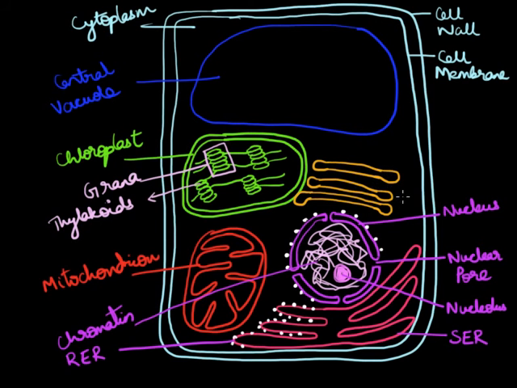Along with the Golgi body, some vesicles are also seen associated with it. So we'll just draw some circles, some small ones and some big ones, and some medium sized ones. So this is the Golgi body. This is the vesicle.